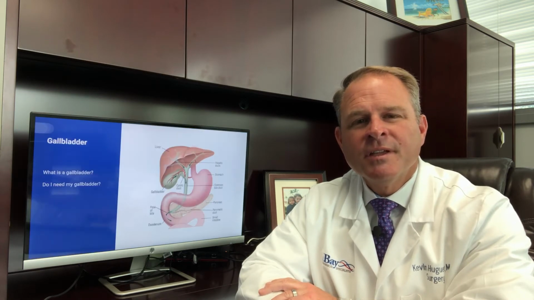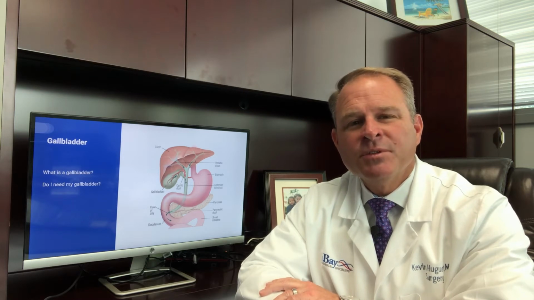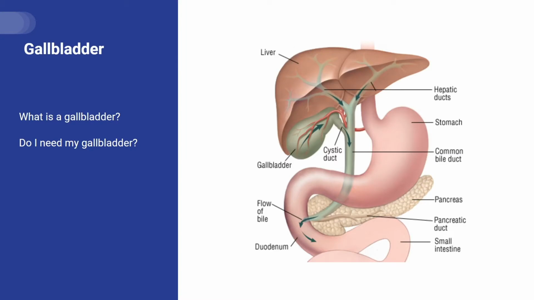A gallbladder is a little sac that sits below your liver that helps you digest fatty foods. Bile is produced in the liver and secreted into the bile ducts, which then goes into the gallbladder as a storage facility. After you eat a meal, usually a large or fatty meal, the gallbladder will squeeze and give you a kick of bile to digest that food.